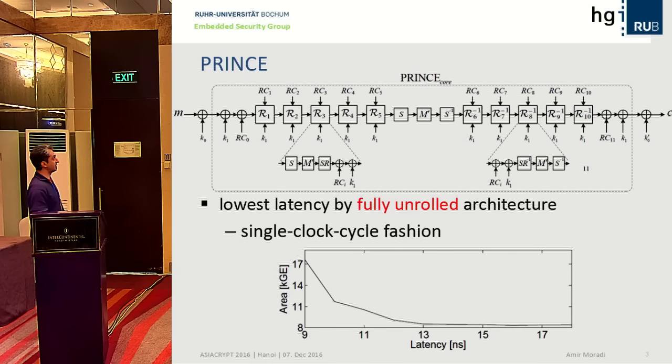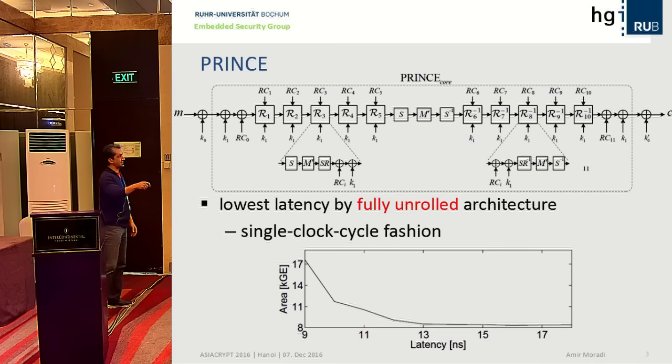Here is the design of Prince. It has 5 forward rounds and 5 backward rounds. I won't go into too much detail, but it has an S-box layer, the mix columns, shift rows, and key addition, and also a round constant, which are added to the state.